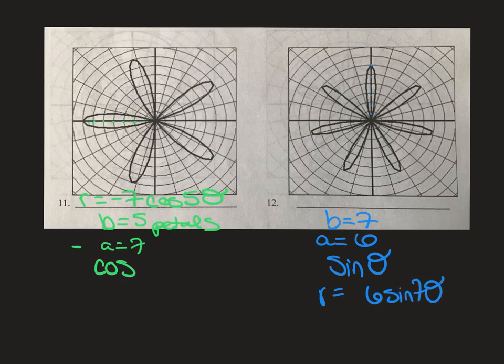But I checked that with my calculator. And because there are 7 petals, this one would not have landed there. It would have actually landed down here when you subdivided. And so to make that petal up on the top axis, we need to make the 6 negative. So it's going to be r equals -6 sine 7 theta. So now it'll be your turn to practice.